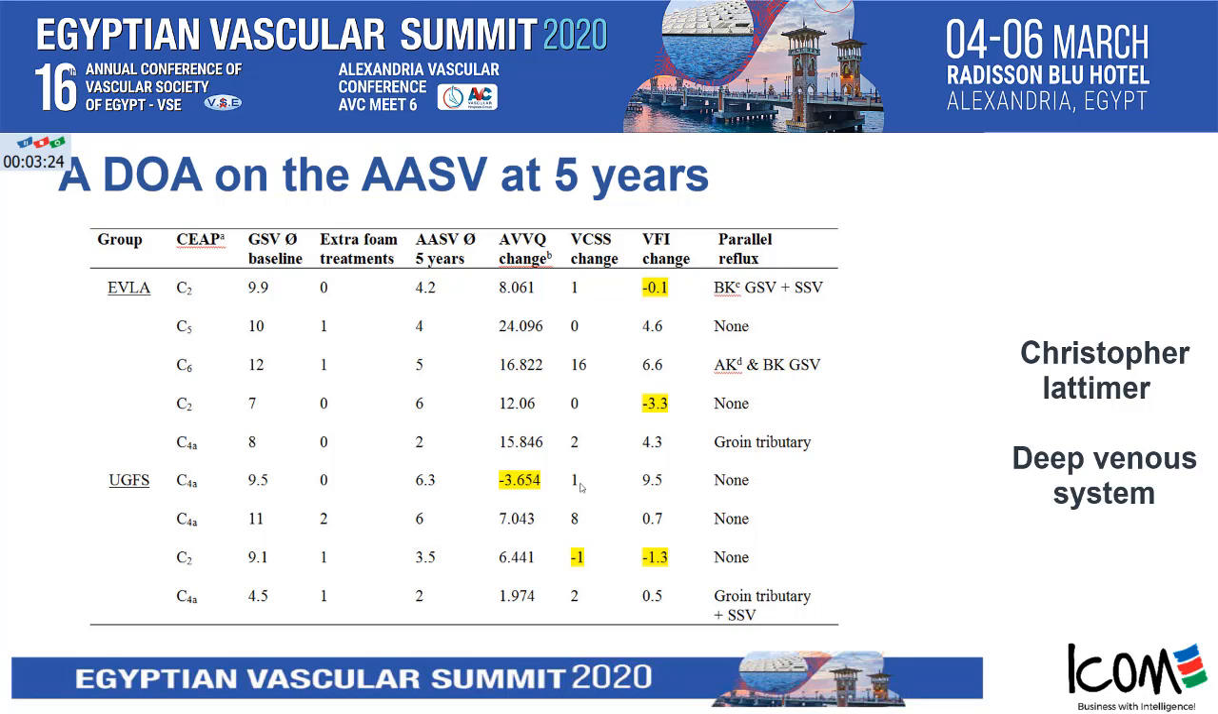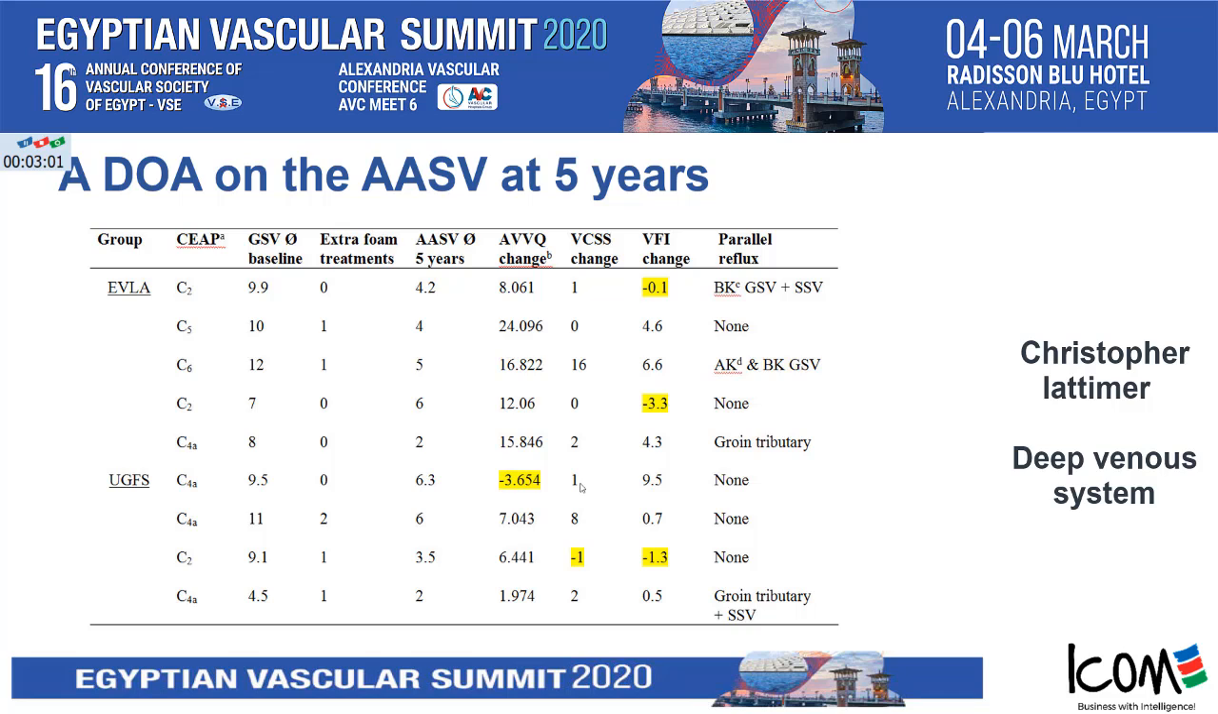This is a discord outcome analysis on the anterior accessory saphenous vein recurrences from our group at 5 years. So these are all duplex failures because of recurrence in the anterior accessory saphenous vein. And there's parallel reflux in other areas as well. And these are the 3 domains: Aberdeen, venous clinical severity, venous filling index.